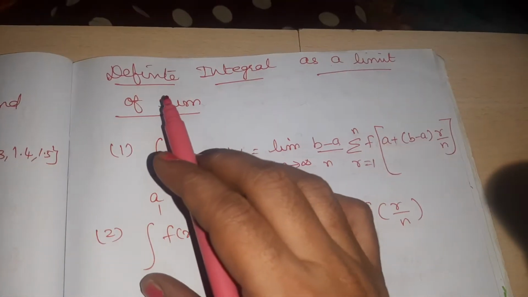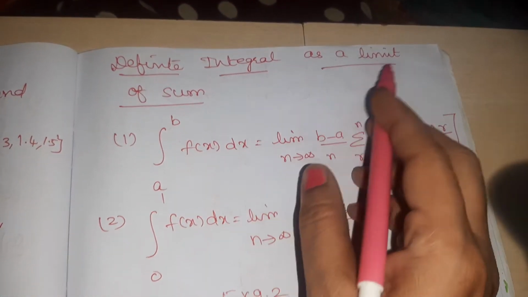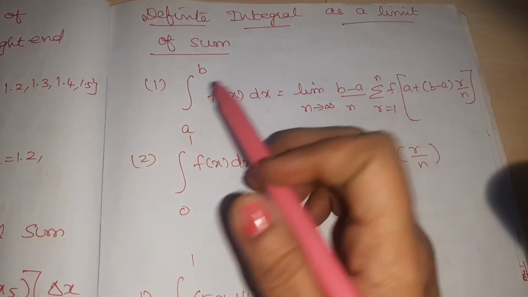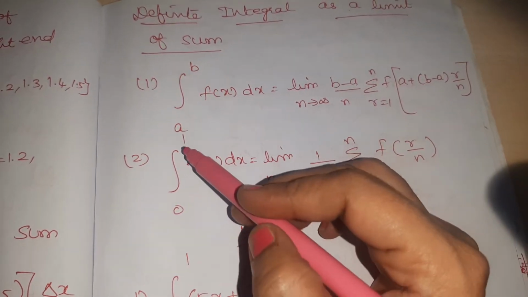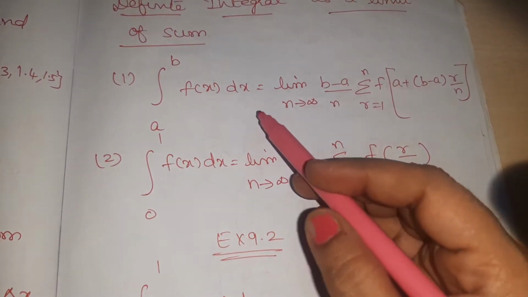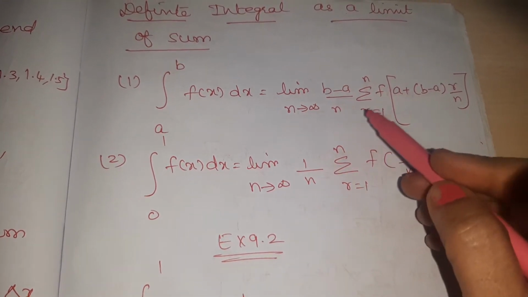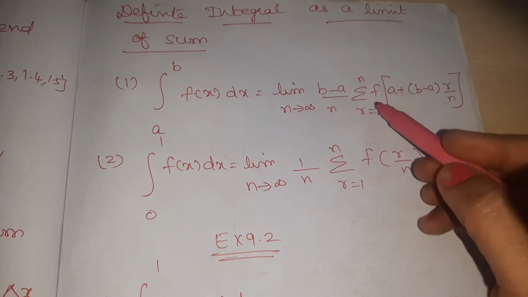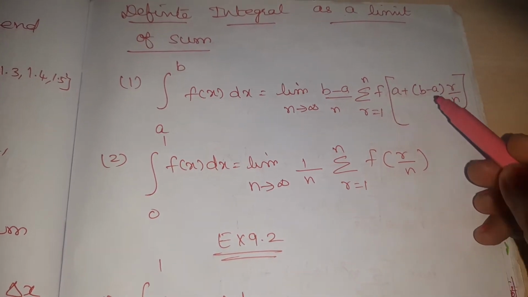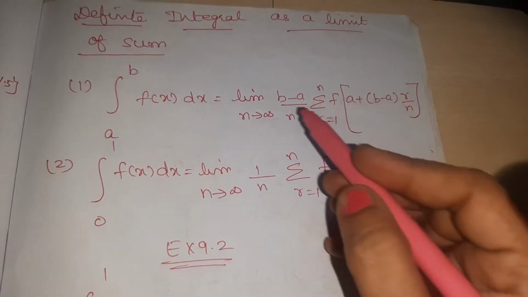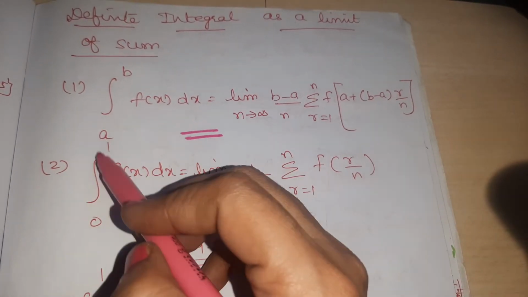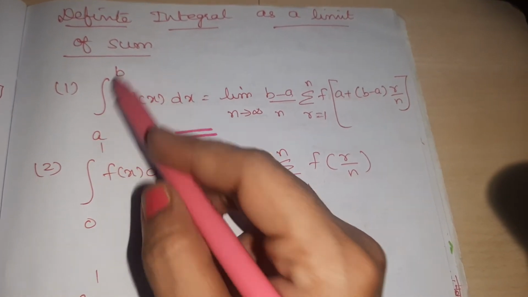So now we are going to discuss definite integral as a limit sum. The formula for integral a to b f of x dx is the limit as n tends to infinity of (b minus a) by n, summation r is equal to 1 to n f of a plus (b minus a) into r by n. So this is the formula if the integration is given in between a to b.